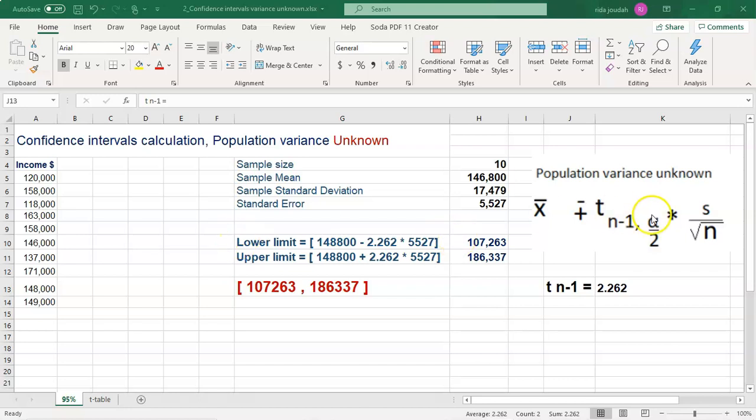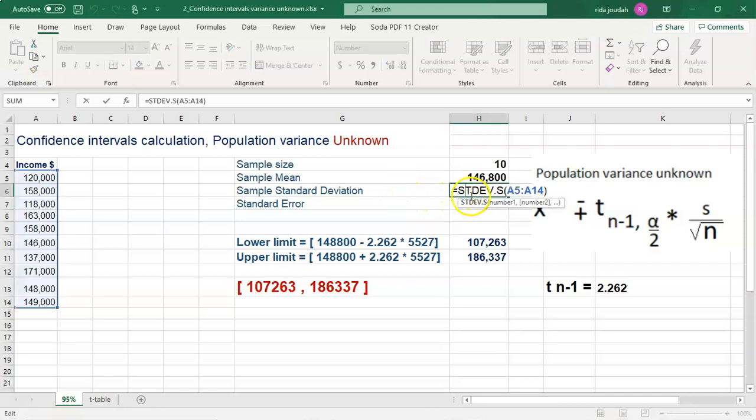And this is the formula as we saw in the previous tutorial. So the sample size equal 10, and we need to calculate the sample mean. And by now you know how to do that. We need to use the average function in Excel to calculate the sample mean. And we found the sample mean equal $146,800. Because we don't have population standard deviation, we are going to calculate the standard deviation for the sample.